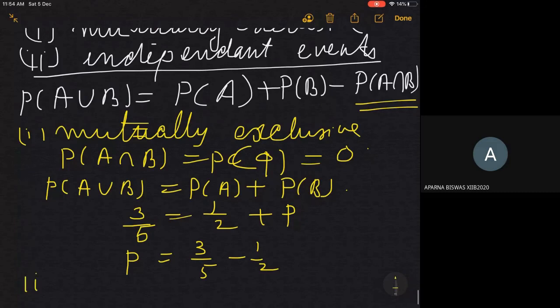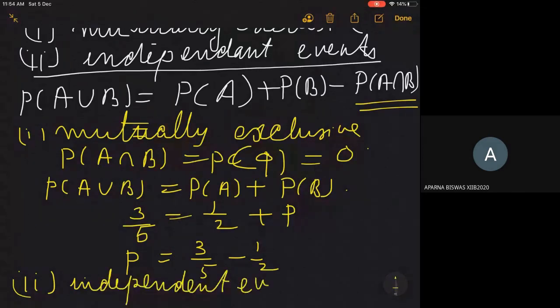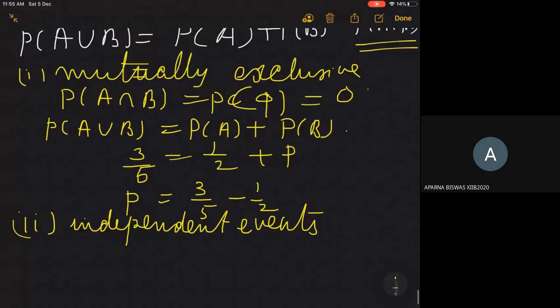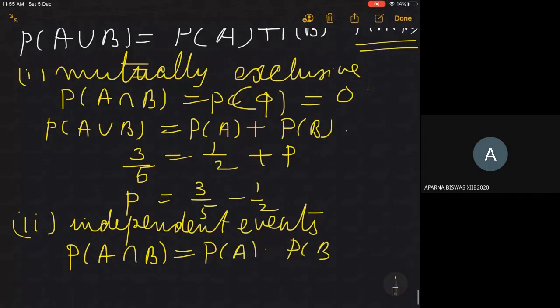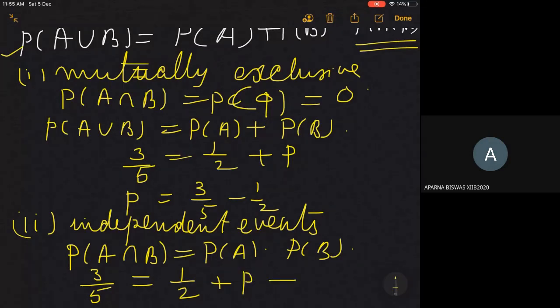The second part is independent events. Independent events means P of A intersection B equal to P of A into P of B. So on applying there, in the formula of this addition theorem, you will get 3 by 5 equal to 1 by 2 plus p minus P of A into P of B. P of A is 1 by 2 into P of B is p. From here you can get the value of p.